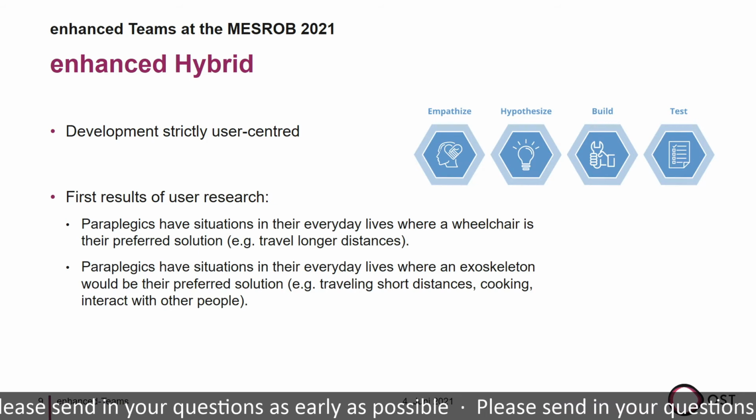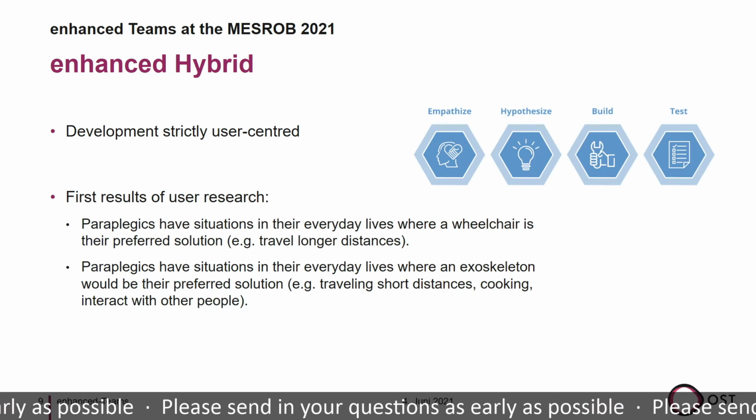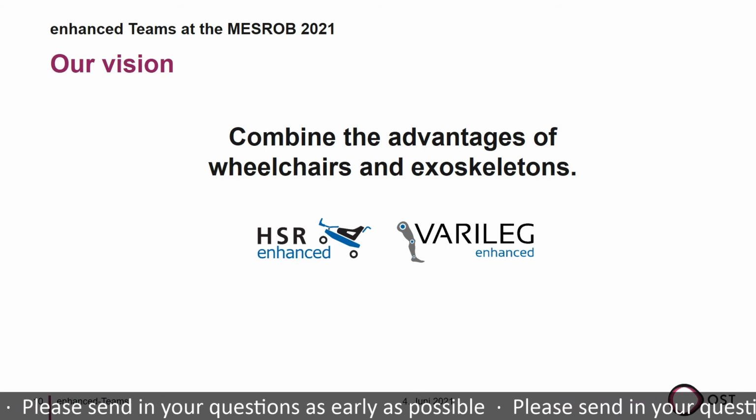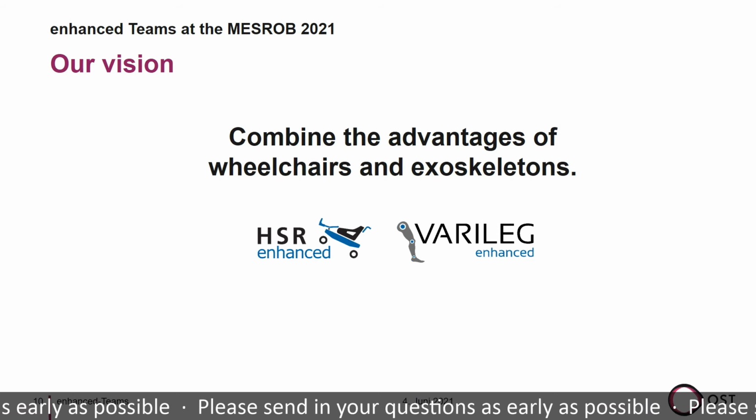So what do we do with these first user research results? It's pretty simple and straightforward. We would like to combine the advantages of wheelchairs and exoskeletons. Both technological approaches have their advantages, and our users would like to choose which approach they use in their everyday lives.